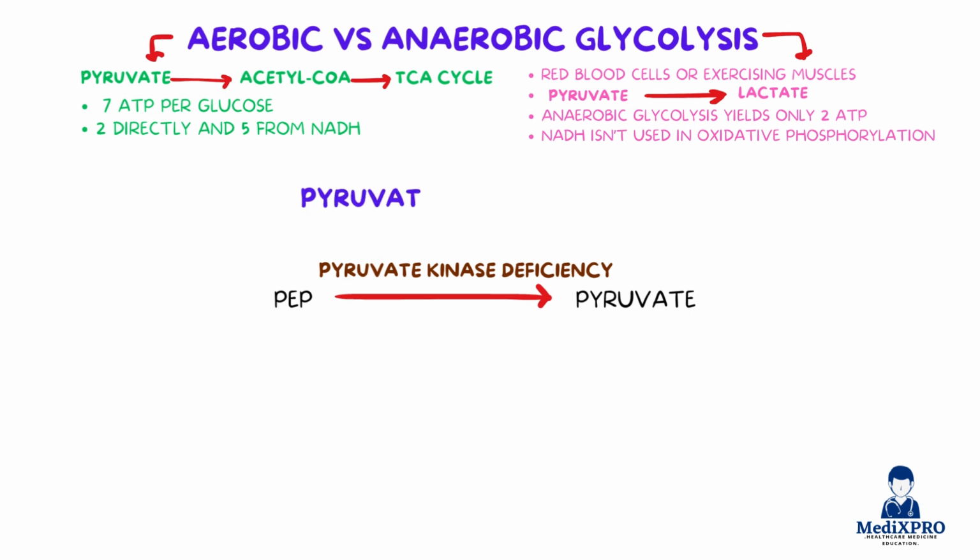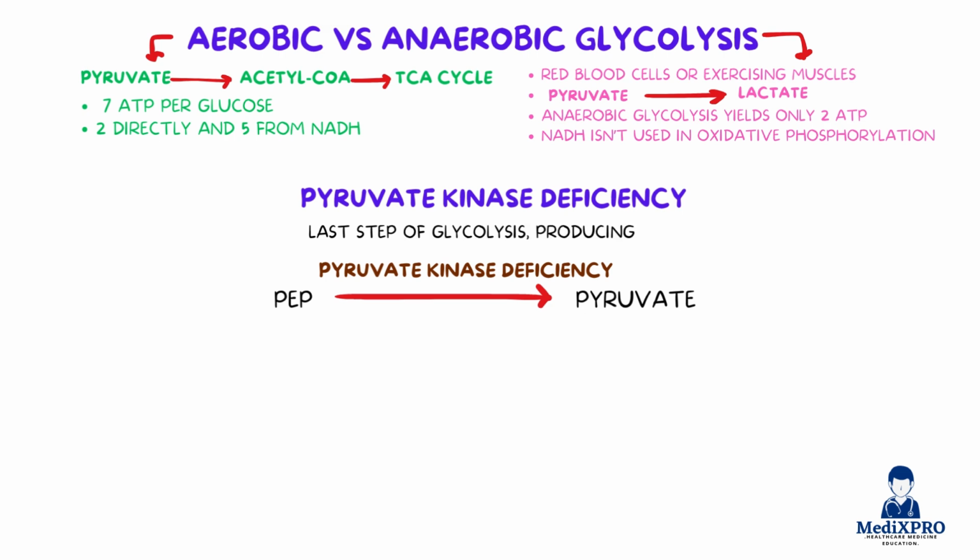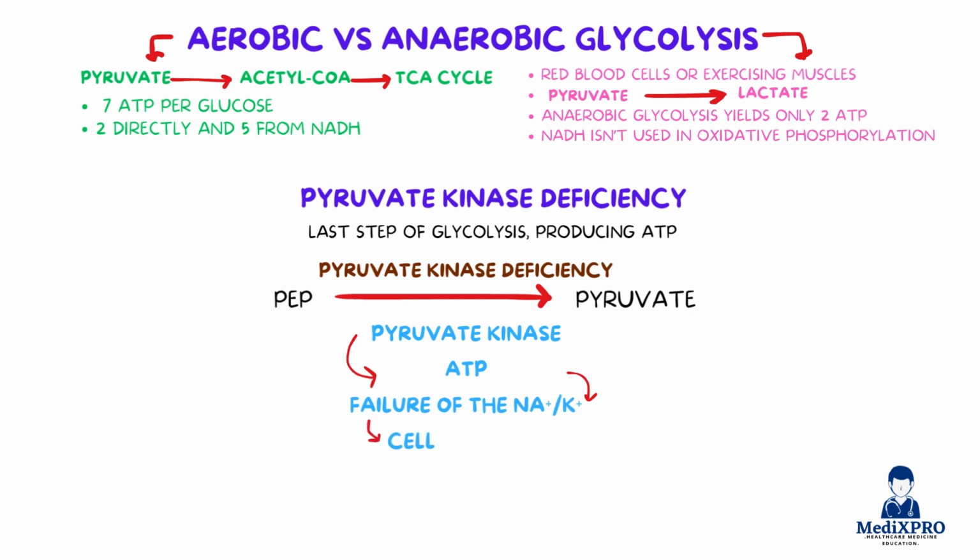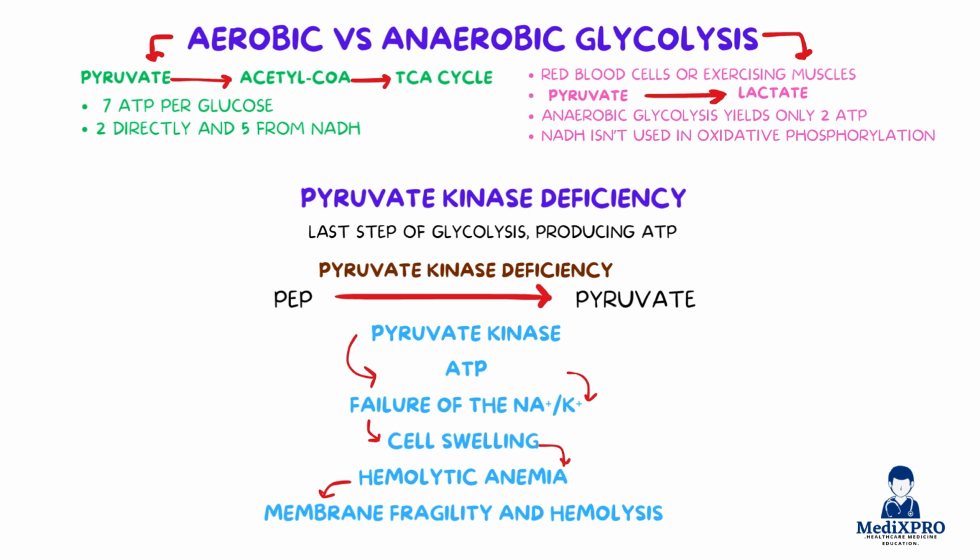Now here's a clinical link: pyruvate kinase deficiency. This enzyme catalyzes the last step of glycolysis, producing ATP. In red blood cells, which lack mitochondria, glycolysis is their only energy source. A deficiency here leads to reduced ATP, causing failure of the Na+, K+ pump, cell swelling, and ultimately hemolytic anemia. This condition is often tested in SEQs, so remember, ATP depletion leads to membrane fragility and hemolysis.